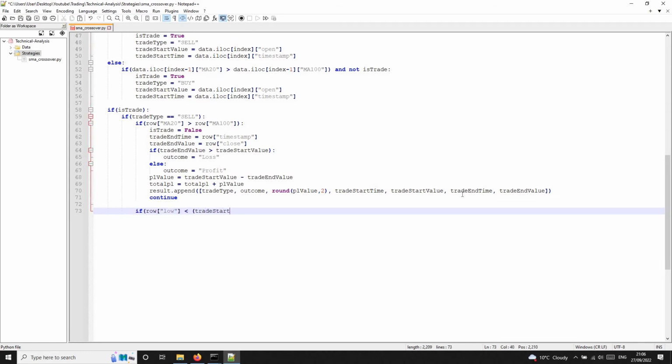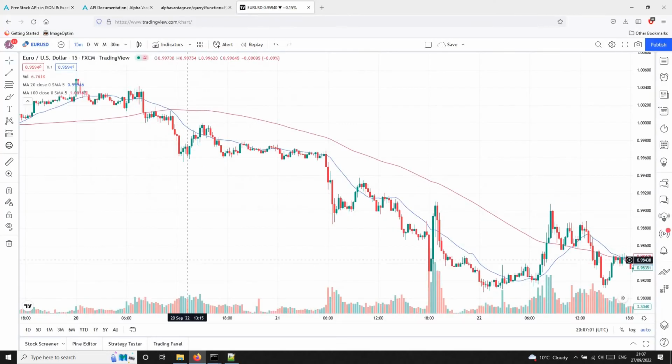Okay, and now we're going to check whether our row is basically, now we're going through the data frame, each value. Because of the for loop, it will pick the open, high, low. So because we are in a short position, we need to check now whether we have hit the low value. Okay, let me explain.